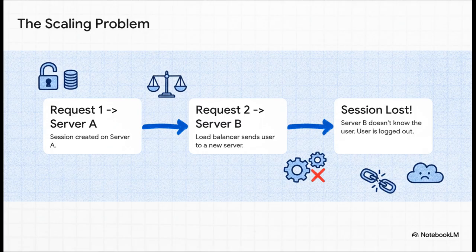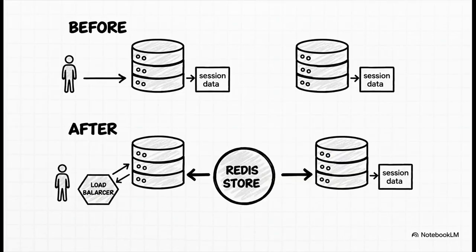So frustrating. The solution, it turns out, is beautifully simple. You just stop storing sessions on the individual web servers. Instead, you move all that session data into one central place, a shared database that every single one of your servers can talk to. That way, it doesn't matter if your request hits server A, B, or Z, they're all looking at the same source of truth.